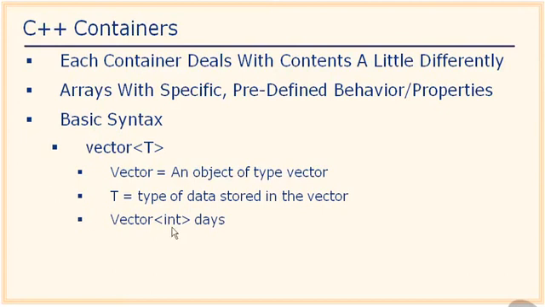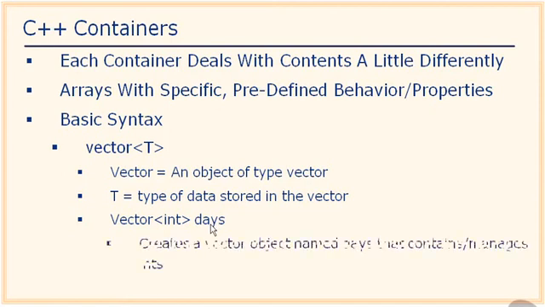And so a vector with int inside here where the T is tells us that we want to create a vector that's going to store and manage integers, and we're going to call our vector, or our instantiation of the vector object, days. Alright, and that will create a vector object named days, and it will manage and store our integer values for us.